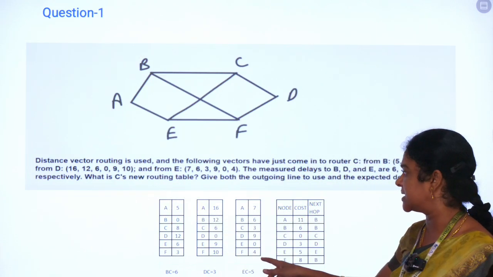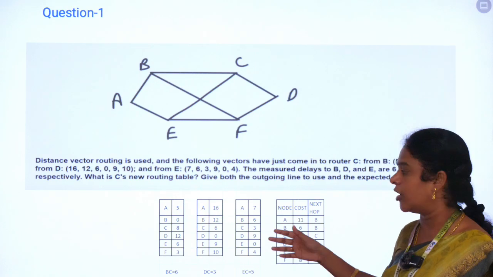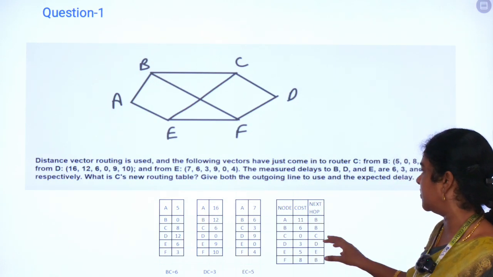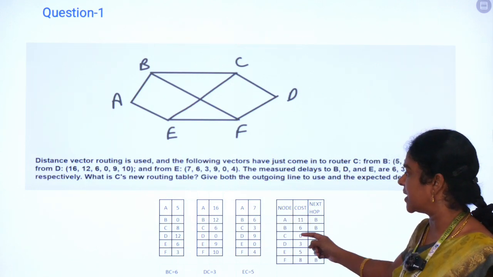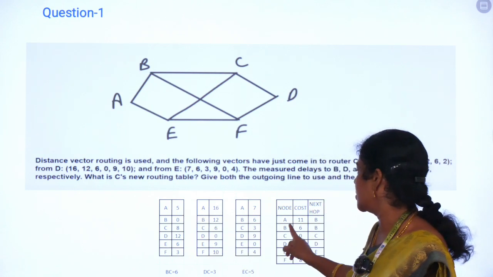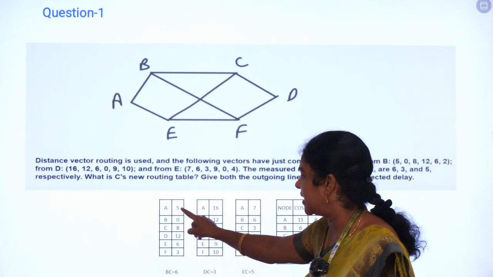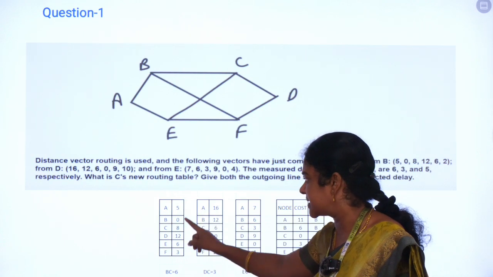Here the tables are given, that is the tables for B, D and E. Now we find out the C routing table, the new routing table. First, find the nodes A to F. So what is the cost? You find the cost for A. In the B table, A is already 5. So now you check: 5 plus 6 is 11.